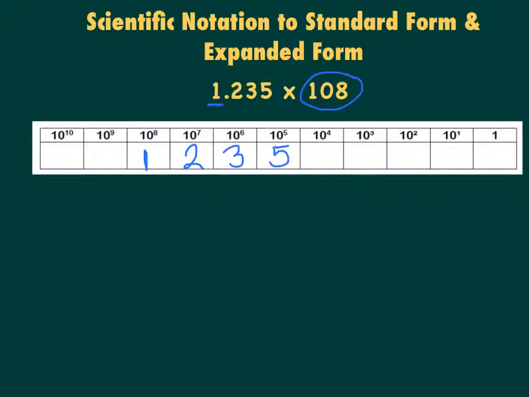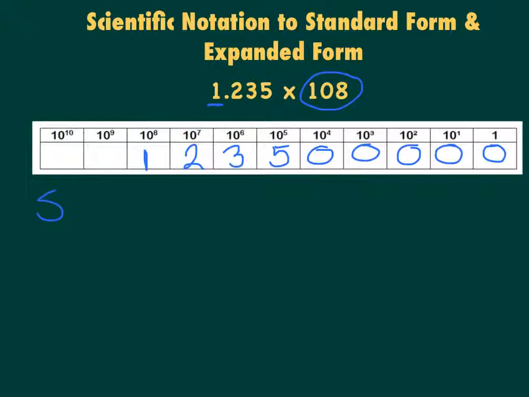And when I get to the end of that, I know I have no other numbers, so I'm going to replace the rest with zeros. So if we take a look, I've basically placed my number in standard form in the place value chart. It's a large number, so let's take a look at what that looks like.